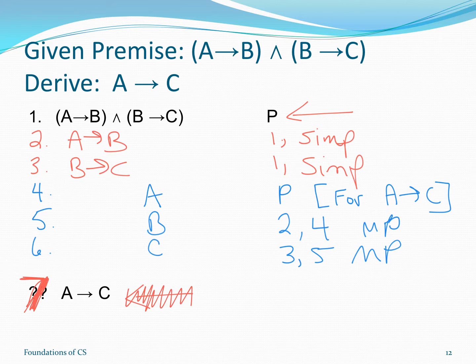And I can say I get A implies C based on lines 4 through 6. It's not 4 comma 6. It's not just 5 and 6. It's not whatever. It's 4 through 6. We're discharging. And my conditional proof, QED.